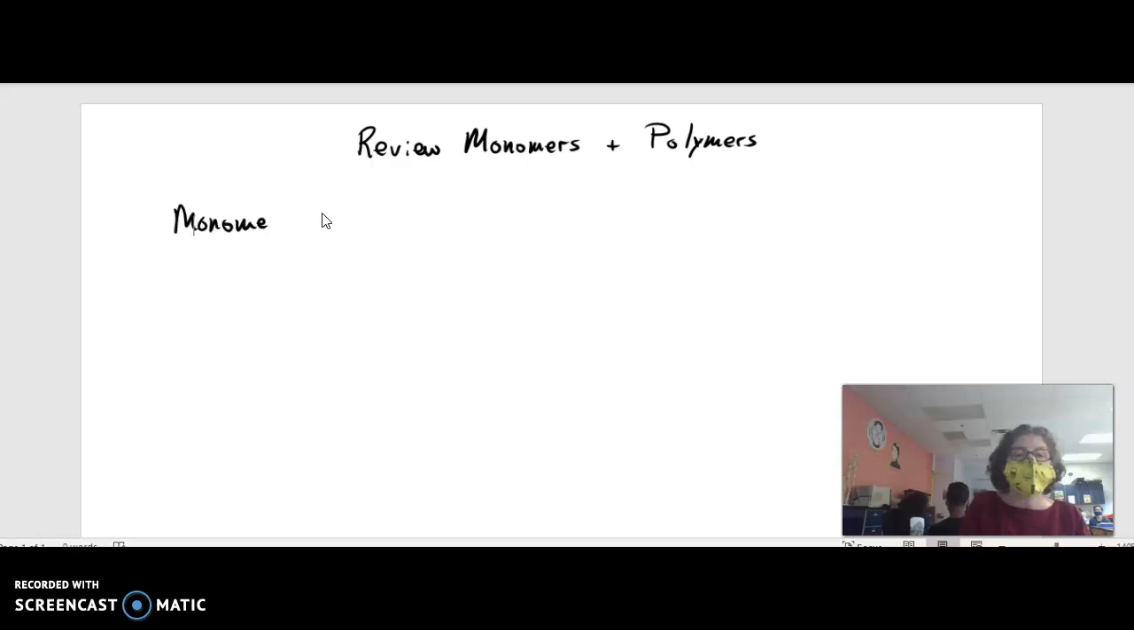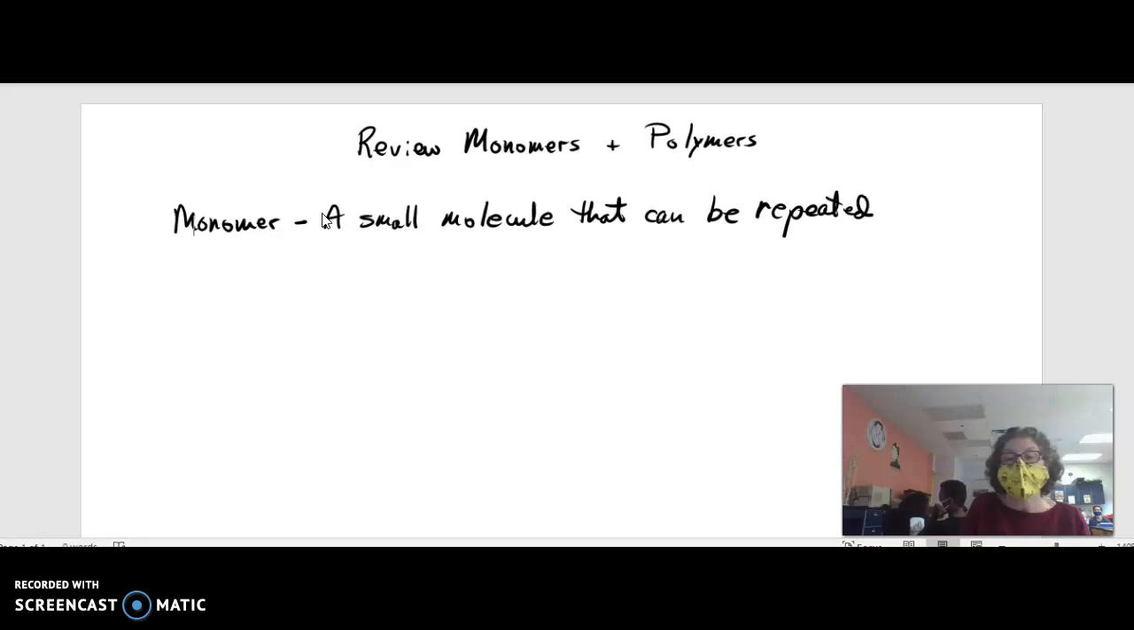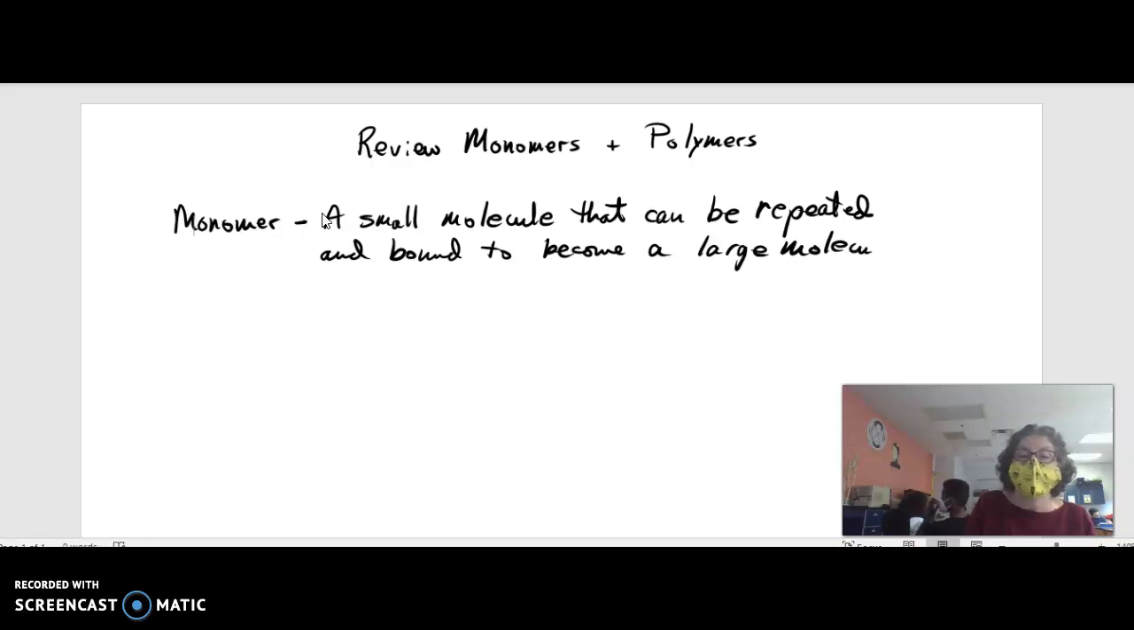A monomer is a generic term. It's a way to classify lots of different molecules, and all you have to do to be a monomer is to be a small molecule that can be repeated and bound to become a large molecule. In simplest terms, that's what we're talking about, right?